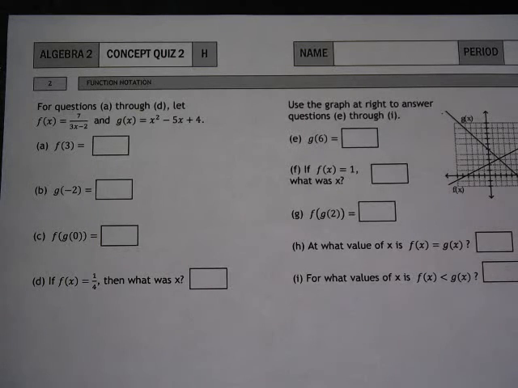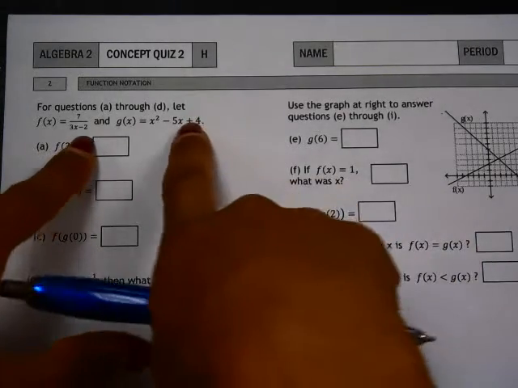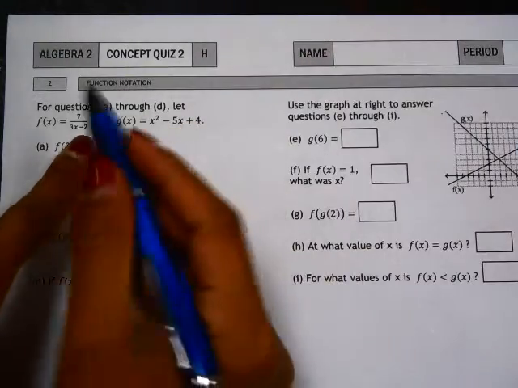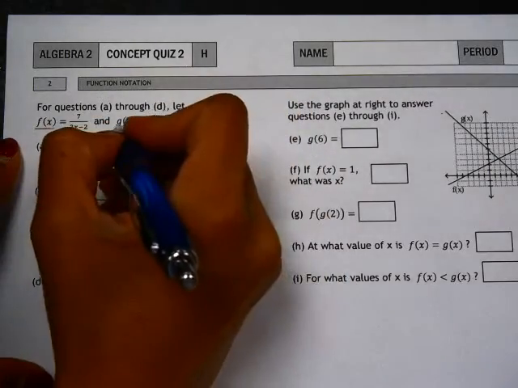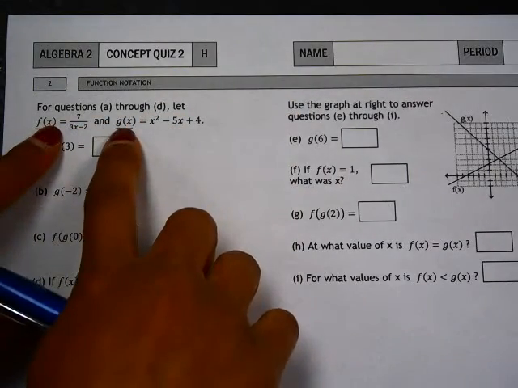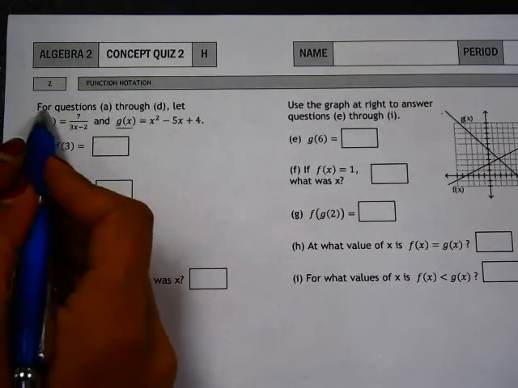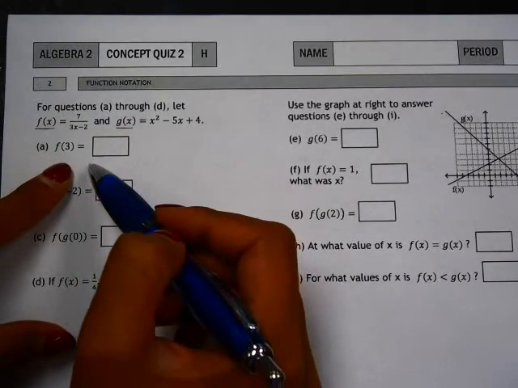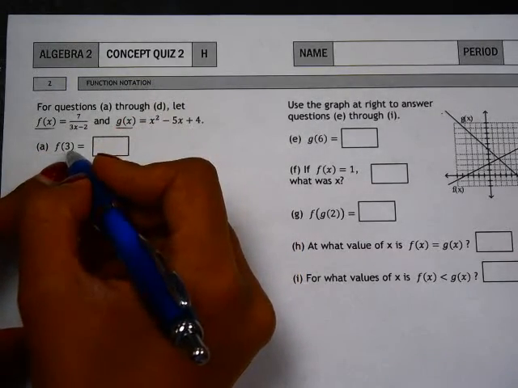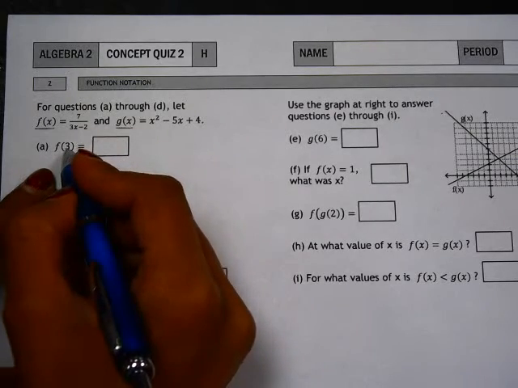Alright, this is the review and practice quiz for concept 2. So for questions A through D, these are the two functions we're using. Remember that this notation, f of x or g of x, is just the name of the function. Another way to think of it is this is the output or the y value, x is the input. So f of 3 means you're evaluating function f when x equals 3.